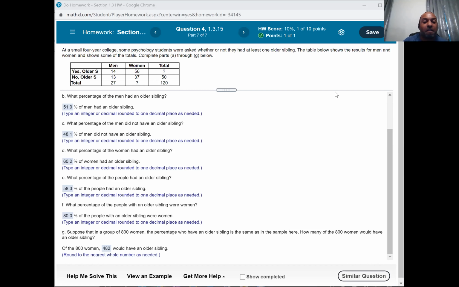Hold on, quick thing. You said you turned the 60.2 into decimal, multiplied it by what? By the 800 that they gave. Okay, and that's how we got 482. Yep. Gotcha. Now that's going to be a decimal, so you round it to the nearest whole number. So they tell you that right there. So you multiplied the 800 by 0.602 and got, what was the result? It was like 481.7 something. And then you had to round it up to 482.